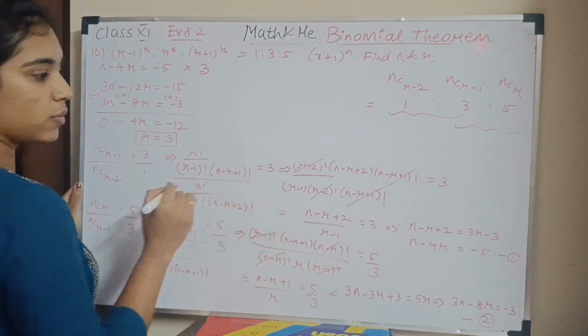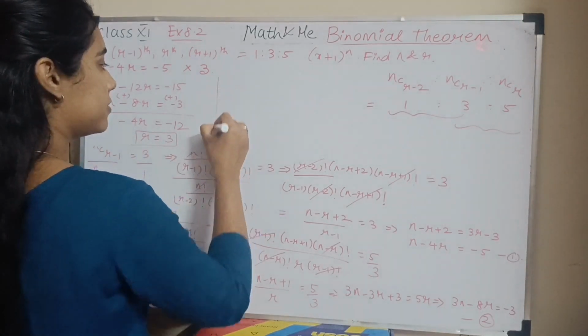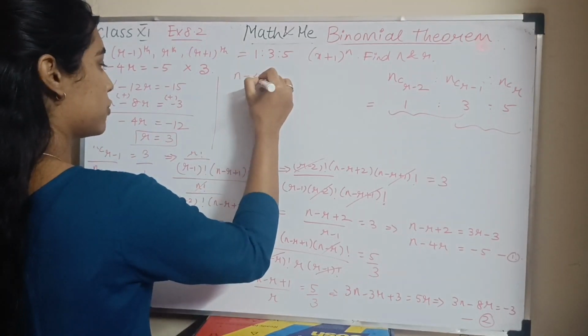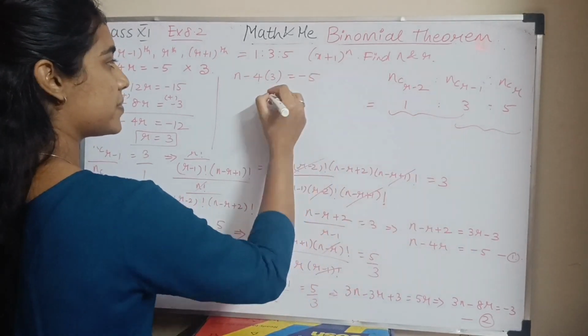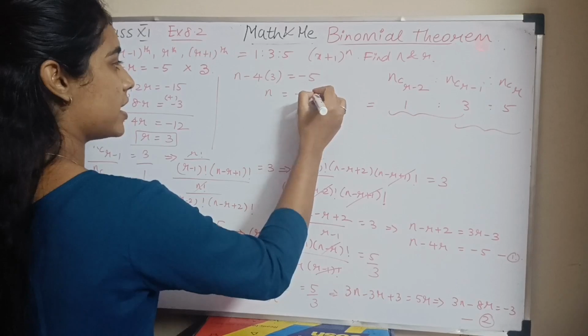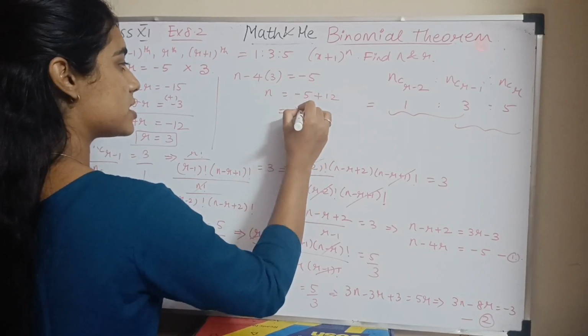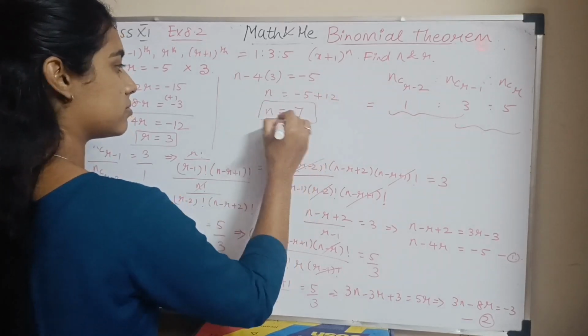Substituting r equals 3 in one of the equations, n minus 4 times r equals minus 5. So n equals minus 5 plus 12, which is 7. n equals 7. Okay.